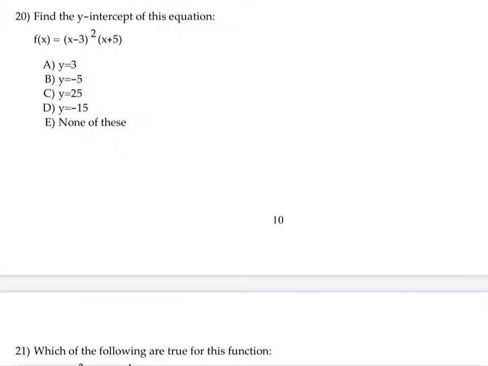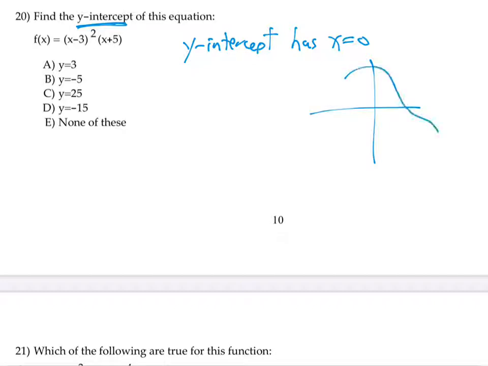Number 20. Find the y-intercept of this equation. Okay, how do we find the y-intercept? Remember, a y-intercept has x equals 0. If you think about a graph and a function, a y-intercept is over 0 and up some number, so x has to be 0 at a y-intercept point, doesn't it?